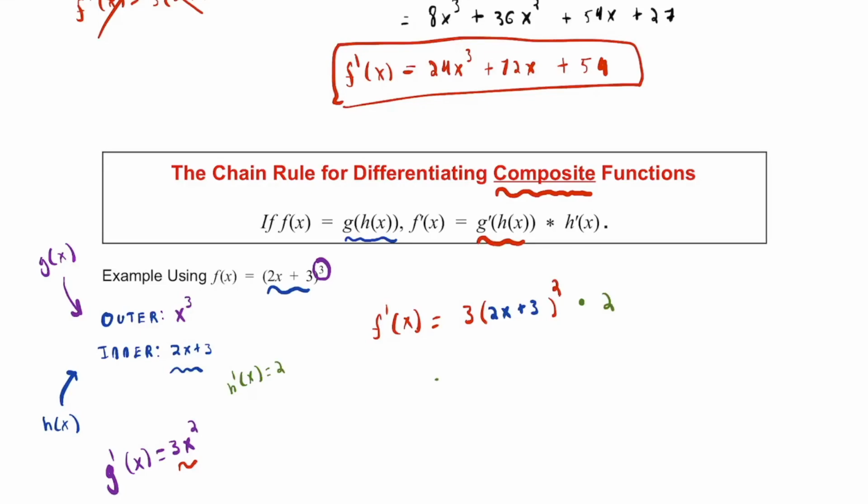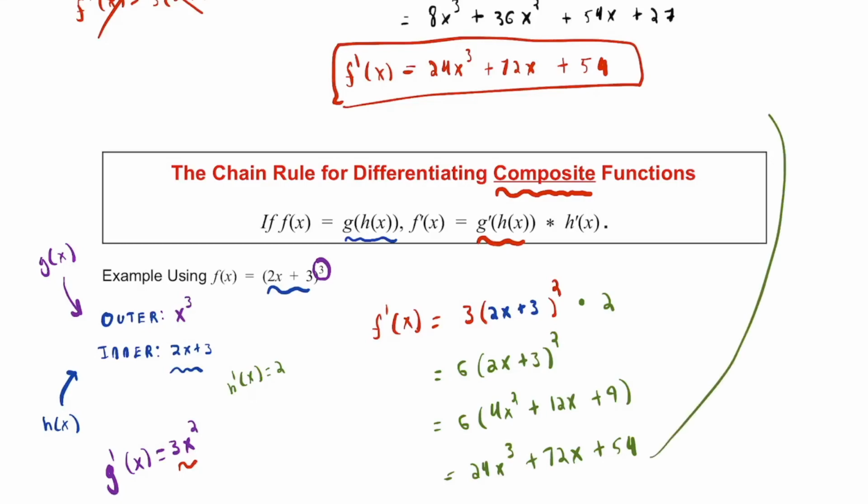And so what we have here as a final answer is 6 times (2x plus 3) squared. This is 6 times 4x squared plus 12x plus 9. This is 24x squared plus 72x plus 54. And so you can see that this is going to save us a good amount of time and get us the same answer.